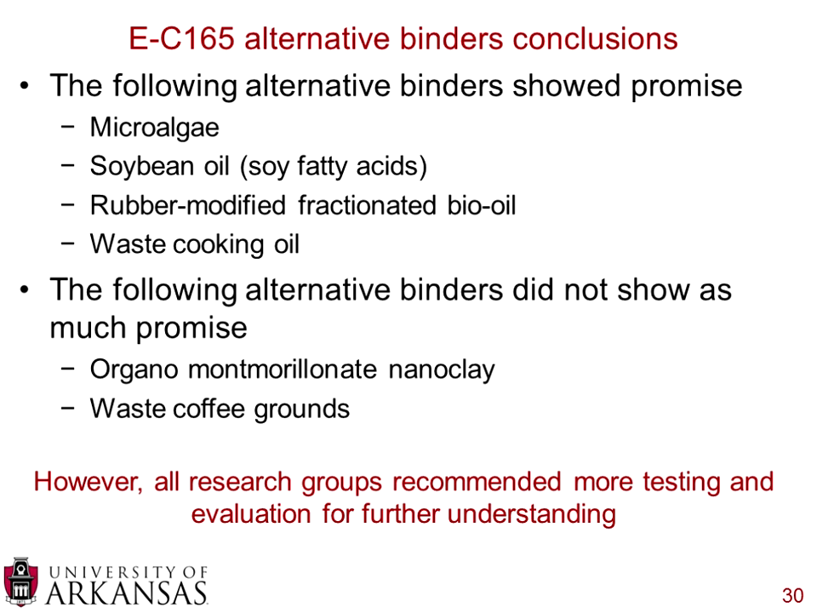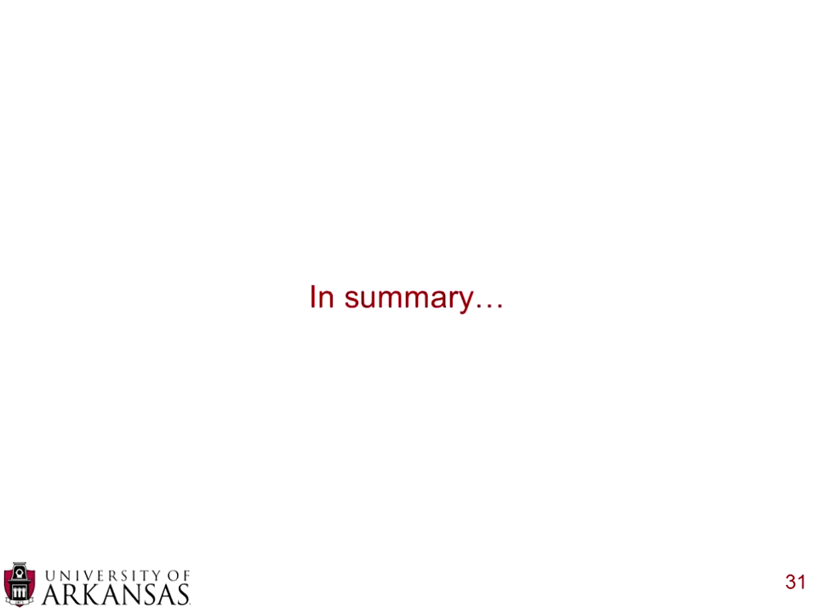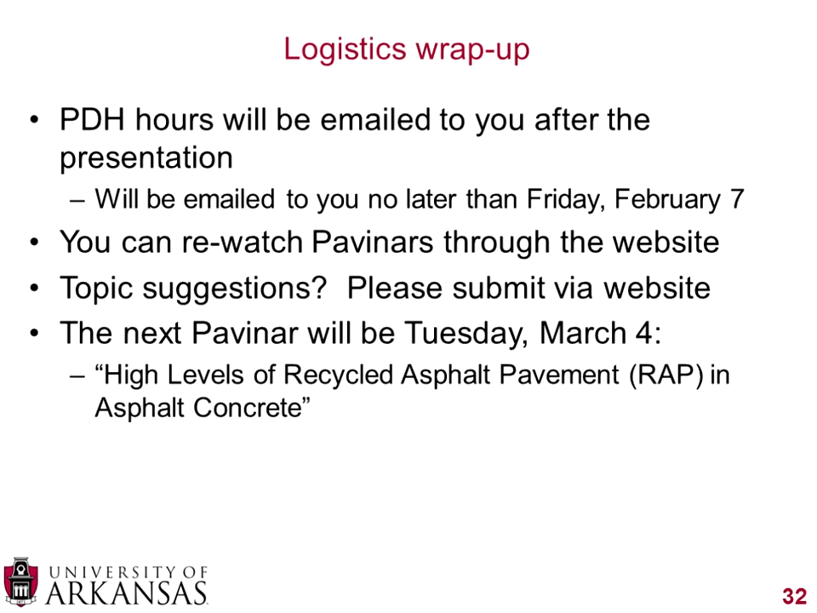So in conclusion, the 4 alternative binders that showed a little bit of promise were the microalgae, the soybean oil, the rubber modified fractionated bio oil, and the waste cooking oil. The alternative binders that did not show as much progress were the nano clay and the waste coffee grounds. Now all of these results seem to be pretty preliminary, so early stages of research, and they did feel that there's quite a bit more that could be done to more robustly evaluate the materials, and so they all recommended that none of them were dead ends, and all of them warranted more exploration.